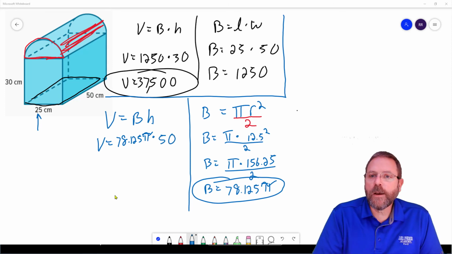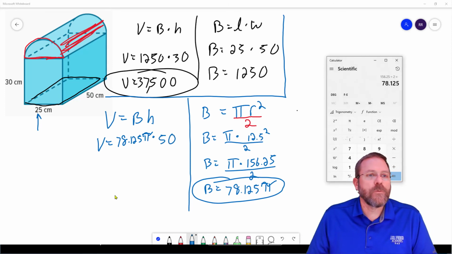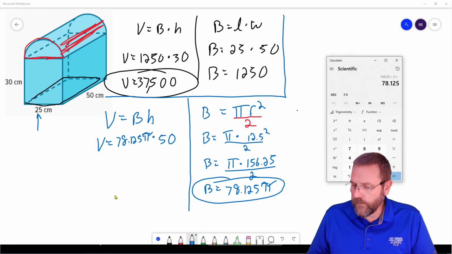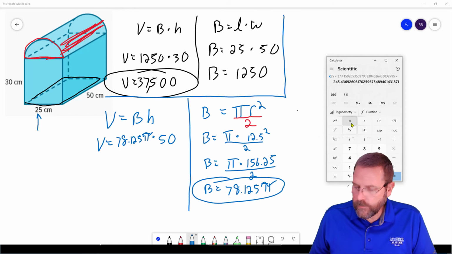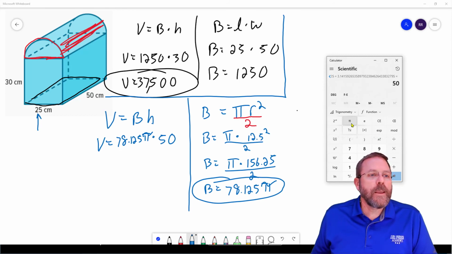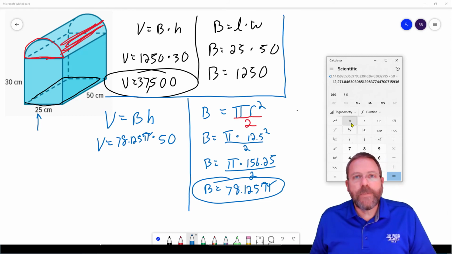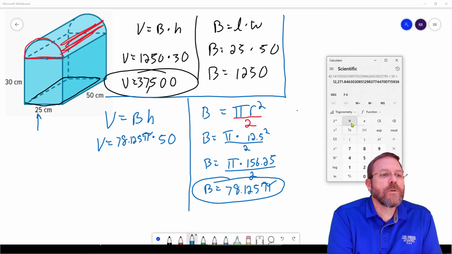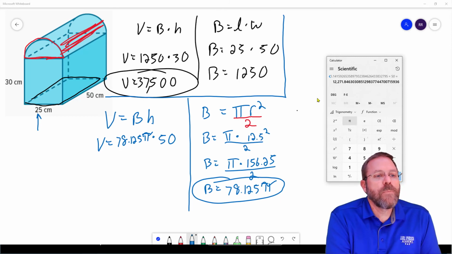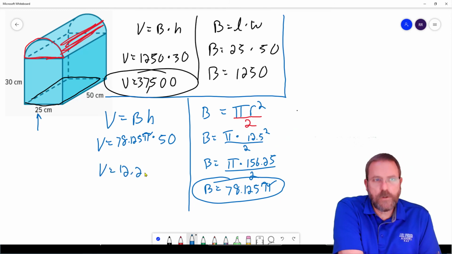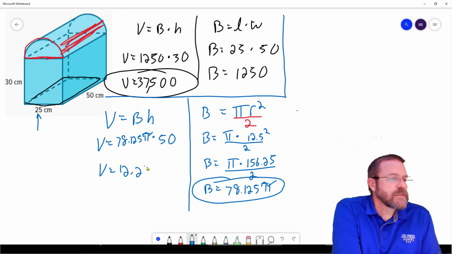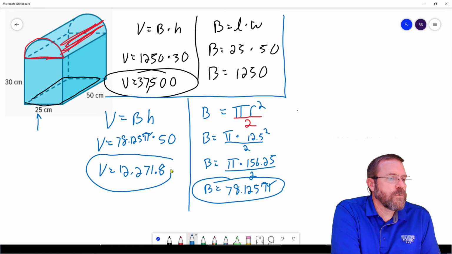We're going to grab our calculator and type that in. So I already have the 78.125 times, hit my pi button, times the 50, and now I have the volume of that piece, which is going to be 12,271.8 rounded to the nearest 10. So volume is equal to 12,271.8. And we're going to circle that.